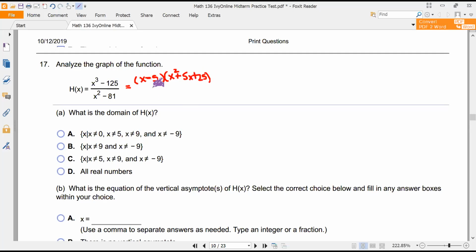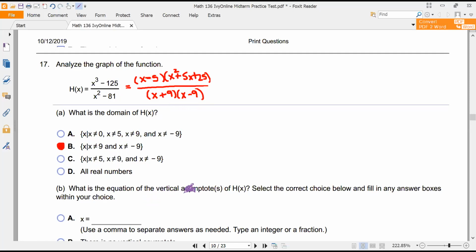That's SOAP. And then on the bottom, we have this factors into x plus 9 and x minus 9, because it's a difference of two perfect squares. Okay, so the domain has to do with the denominator only. So the things that are going to get us to have dividing by 0 would be a negative 9 and a positive 9. So that makes this first answer B, because that's the one that has the correct values excluded.